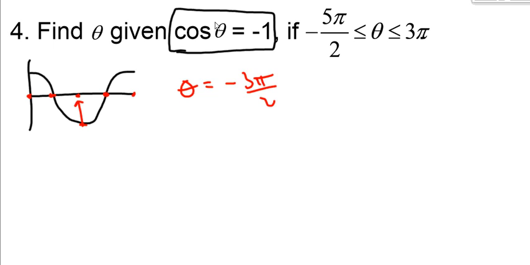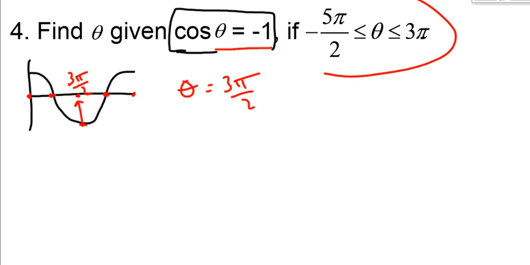Sorry, I saw this and my brain said a word. So again, in the cosine curve, the only place where theta gives a value of -1 for cosine is at 3 pi over 2. So that's my answer, except I have to look within this range.